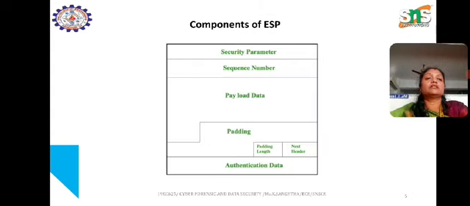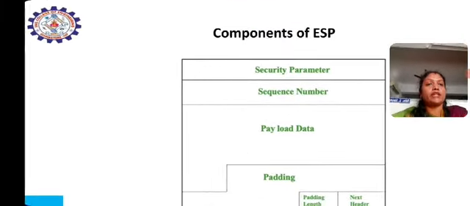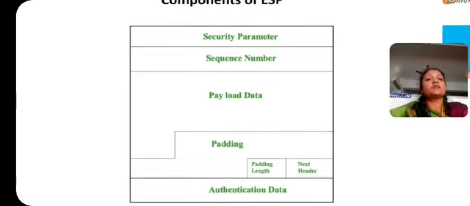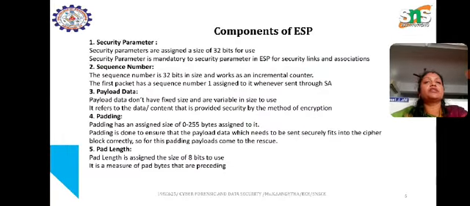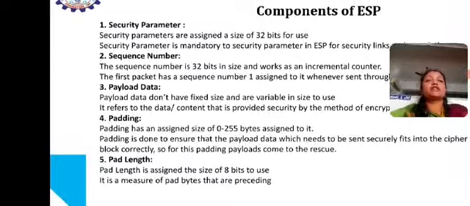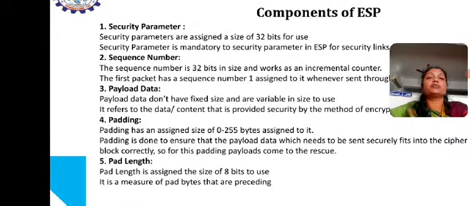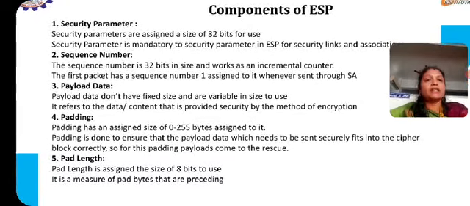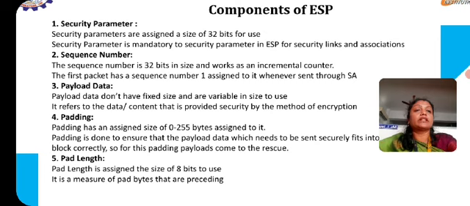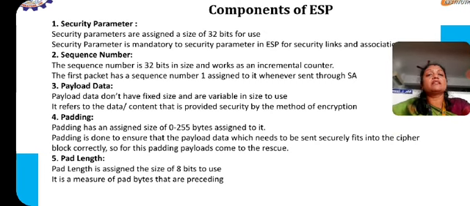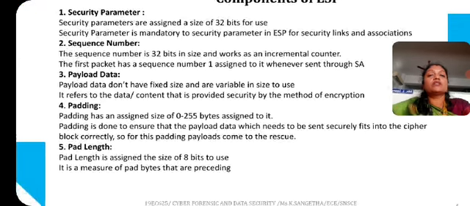And now the components of ESP. The main components of ESP are security parameters, sequence number, payload, padding and authentication data. The security parameters are assigned a size of 32 bits. The security parameter index is mandatory in ESP for security links and associations. The sequence number is a 32-bit number. It works as an incremental counter. The first packet has sequence number 1 assigned to it whenever sent through ESP.